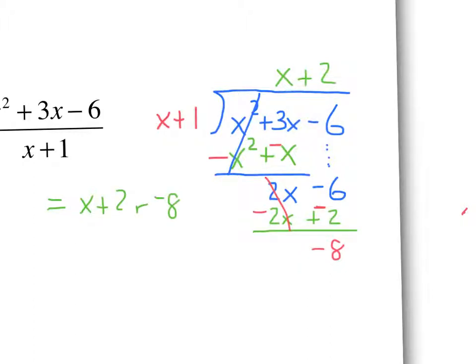That's one way to write it. The other way to write it is as a fraction. x plus 2 minus 8 over the divisor. And my divisor is x plus 1, so that's downstairs. The remainder is up there. The divisor is downstairs, and this is coming from the top there.